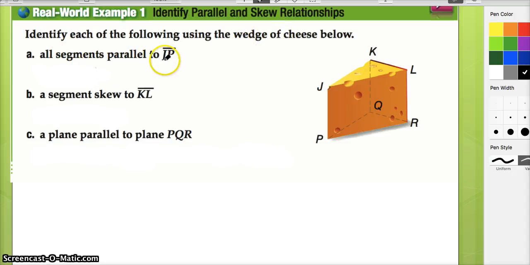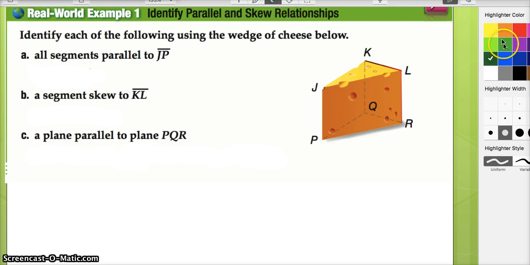All segments that are parallel to JP. So sometimes it's really helpful to have these pictures and highlight what you're looking for. So I'm looking at JP. Where are you, JP? So here's JP, and I want all segments that are parallel to JP. And we see we've got KQ here and LR. Those are the only 2.